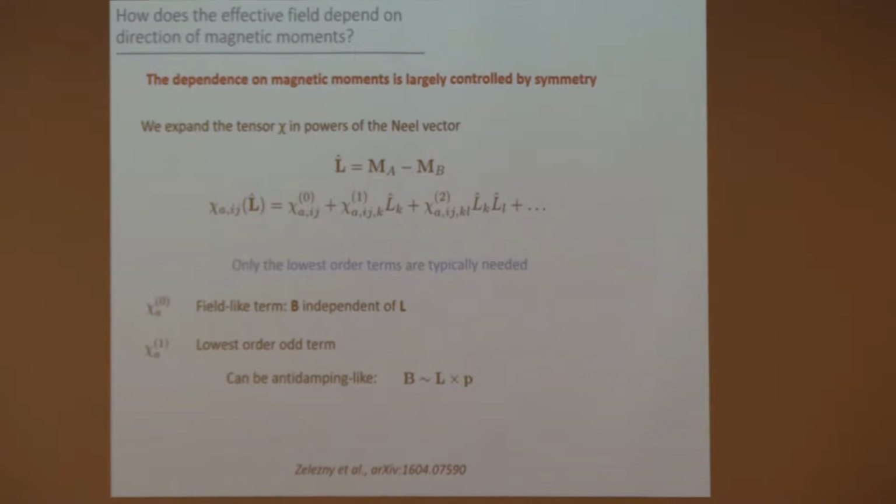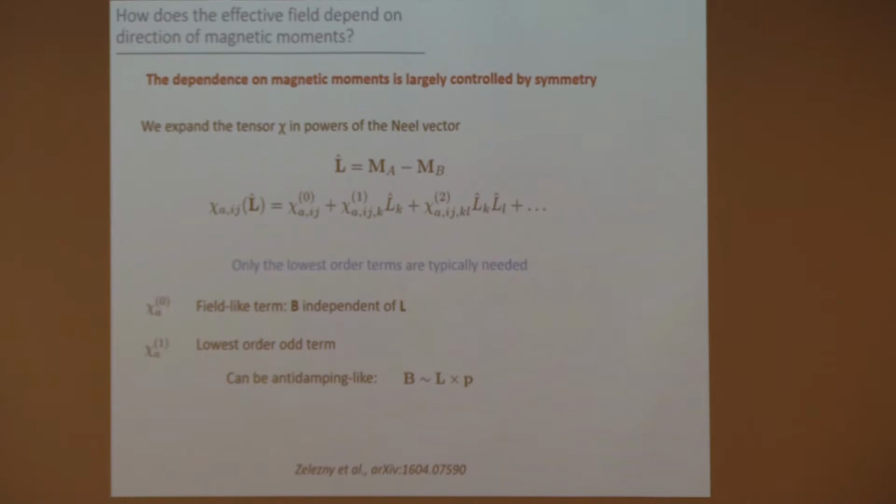To describe this, we expand this tensor in the powers of the direction of the Néel vector, and we study the symmetry of these terms. We find that this is very useful because only the lowest order terms are needed. Usually, at least for a qualitative description, we just need to take the lowest order term, and we find almost everything. Of course, the even terms in this expansion will correspond to the even field, and the odd terms in this expansion to the odd field.